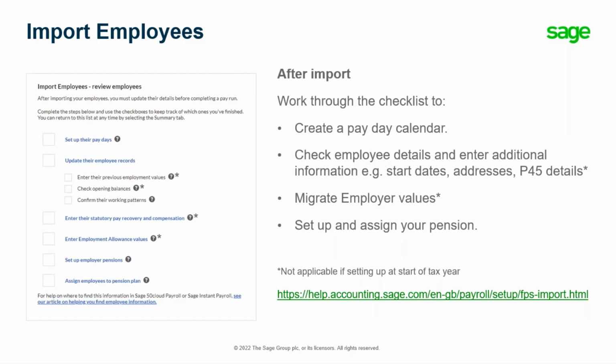After import, it'll then give you a checklist. Ours looks slightly different to this one because we were setting up at the start of a year, but you would work through this checklist to create your payday calendar, check the employee details and enter additional information such as start dates and addresses. The P45 details and employer values you'd only need to enter if you are setting up mid-tax year. You get that information from your P32 report or your P11s. And then the final two steps on there, setting up and assigning pension schemes, is what we're going to cover next.